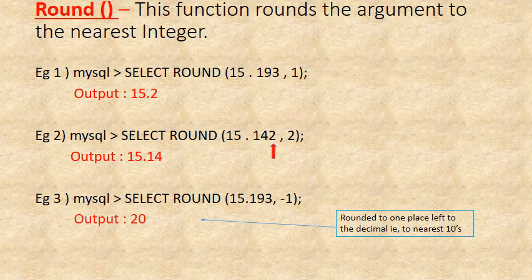Third example, select round(15.193, -1). Here in this example, -1 is the second argument. That is, it's for rounding the whole number part to the nearest tens. That is, there won't be any decimal part. So, 15's nearest is 20. That's why the output is displayed as 20.